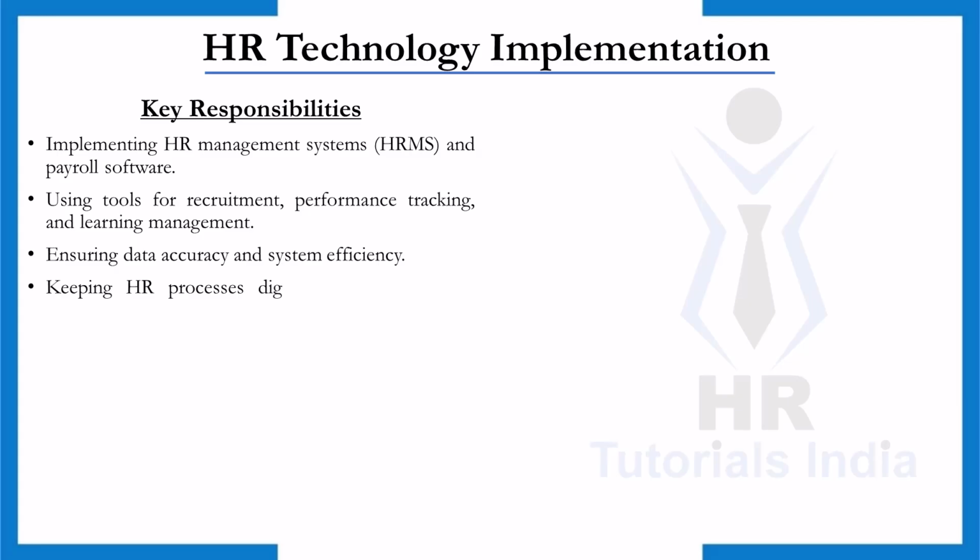Keeping HR processes digitally aligned with the organization's needs. HR technology must align with organizational objectives and adapt to changing business needs. This involves regularly assessing the effectiveness of HR tools and ensuring that they evolve in line with organizational growth and goals. Customization and integration capabilities are important so that HR systems can work seamlessly with other business tools. The end goal is to make sure that HR processes are not only efficient but also support the strategic direction of the company.